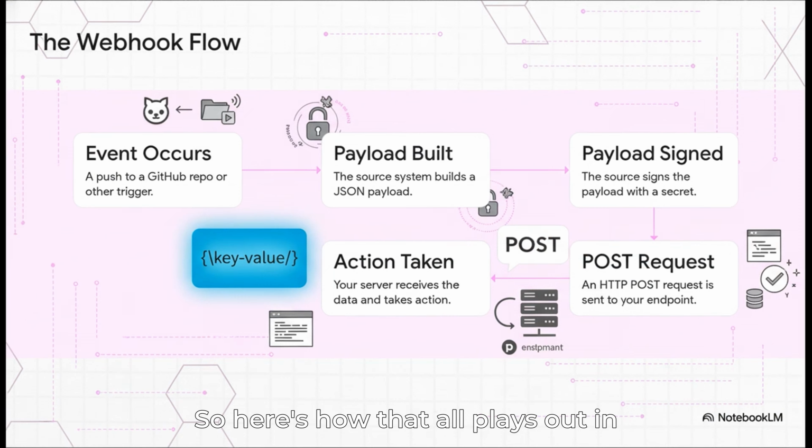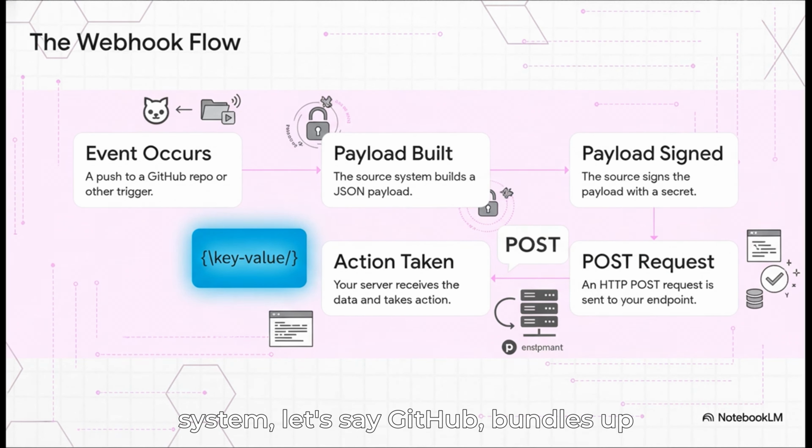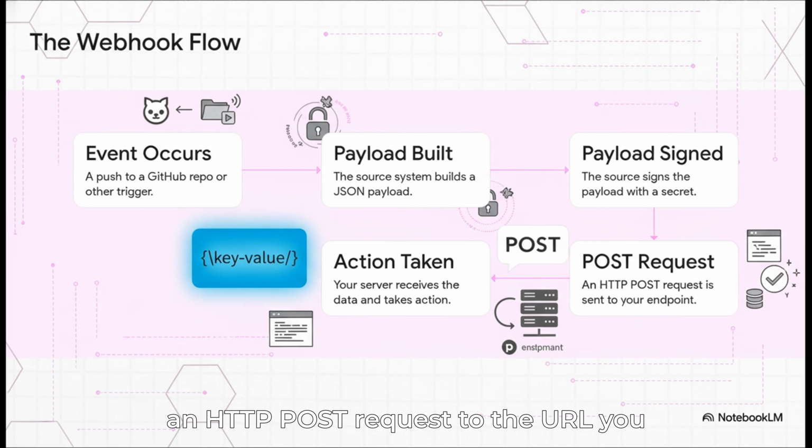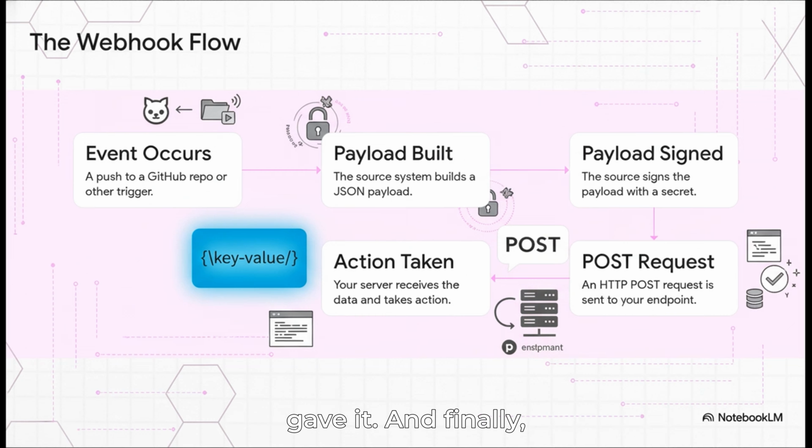So here's how that all plays out in practice. First, some event happens. Then the source system, let's say GitHub, bundles up all the info about that event into a nice JSON payload. Now this next step is absolutely critical. GitHub then signs that payload with a secret key. After that, it sends everything in an HTTP POST request to the URL you gave it. And finally, your server gets the data, checks the signature, and does something with it.